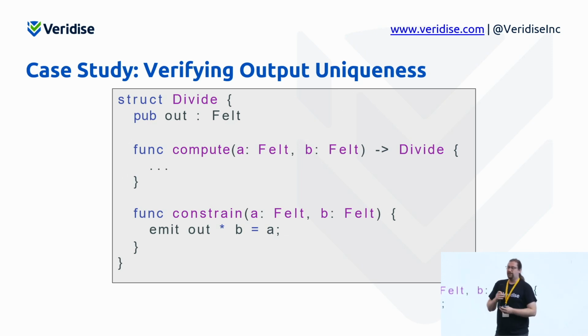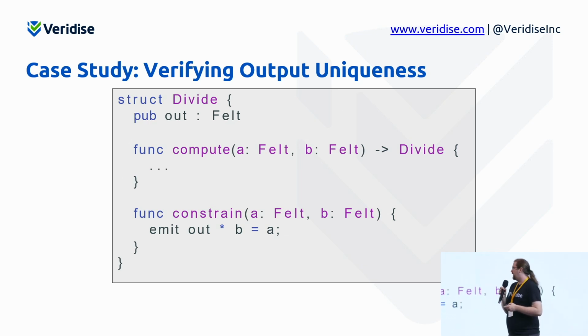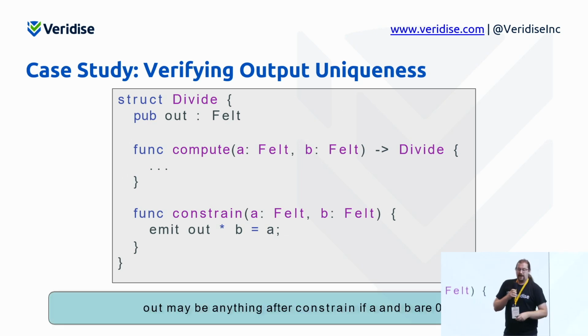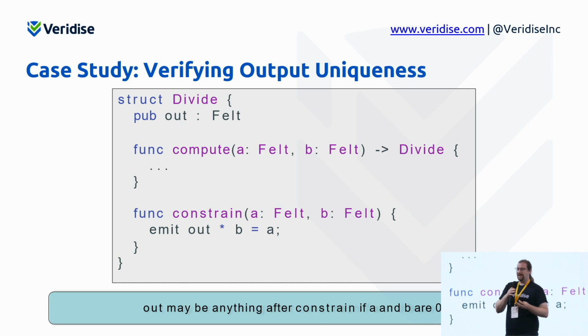Some of you might be familiar with some of the tools that we've created in order to identify under-constrained circuits. This is related to that, where if you have such a representation, you can easily check the constrainedness of a particular template by simply looking at the constraint function. Here, in particular, you can look at the definition of constrain, and you can see that out is actually under-constrained. The reason is that out can be anything if A and B, the two inputs, are 0, because anything multiplied by 0 is going to be 0.